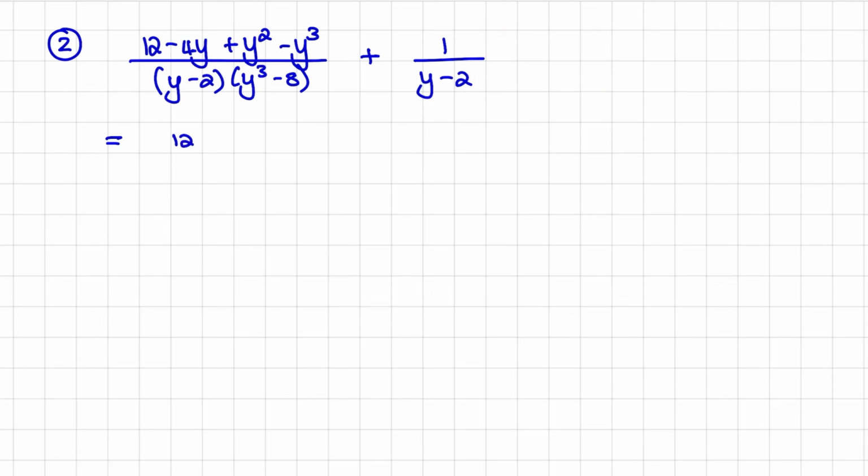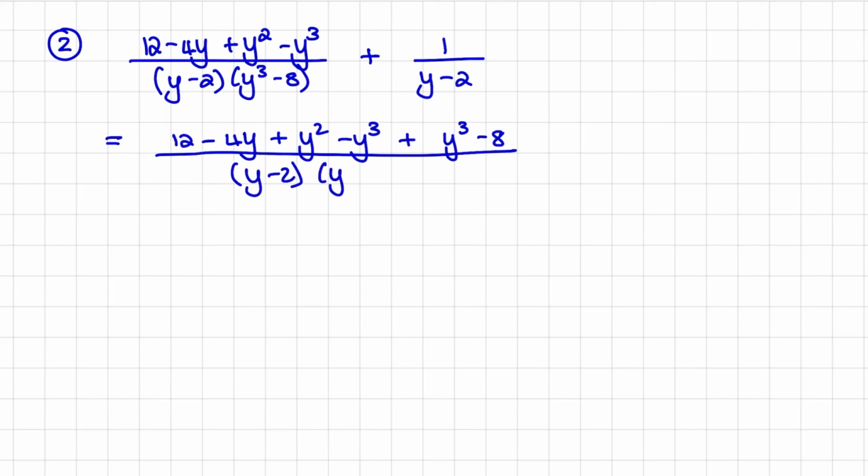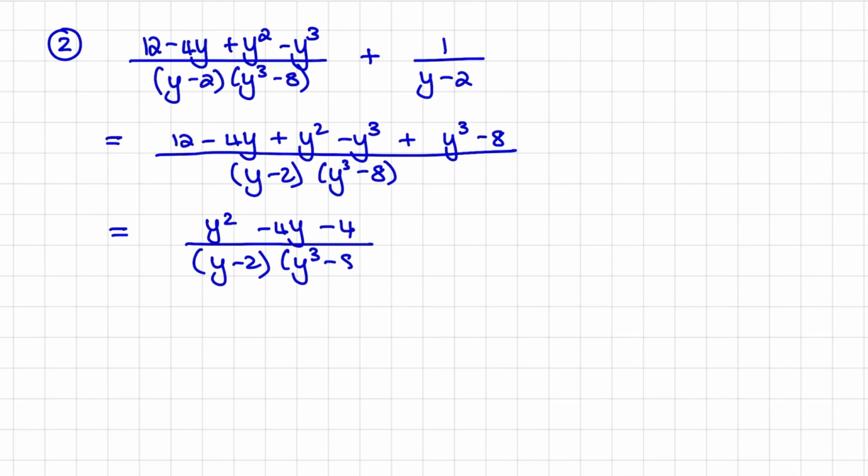So then I'll have 12 minus 4y plus y squared minus y to the power of 3 plus y cubed minus 8 over y minus 2 and then y cubed minus 8. Now I have these 2 terms as a single fraction. And next I can add up the like terms in the numerator. So negative y cubed plus y cubed is equal to 0. Then I have y squared by itself minus 4y plus 4. If I rewrite that, that is y squared minus 4y plus 4 over y minus 2 times y cubed minus 8.